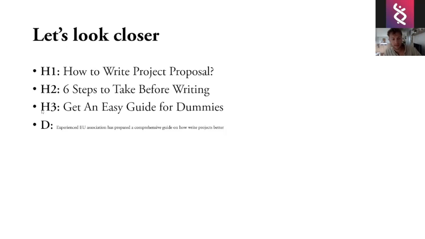So let's take a look at the headlines. Headline 1, how to write project proposal. Headline 2, 6 steps to take before writing. Headline 3, get an easy guide for dummies. And taken one by one, this would not make sense, but when these are connected, it sort of makes sense. You are looking at some sort of guide with 6 steps on how to write project proposals. And when you have description, which doesn't matter, that's why I made it really small.